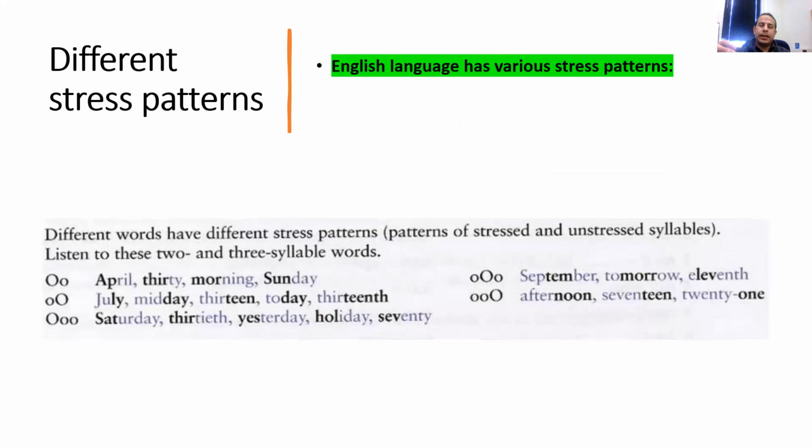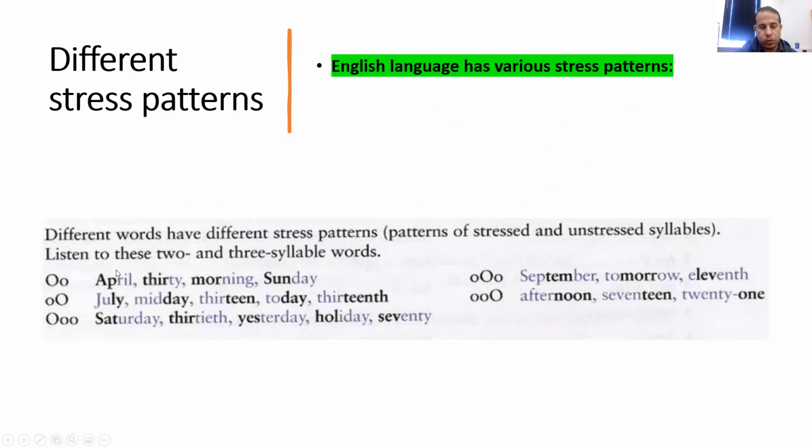So again, in English, we don't have one fixed place for the stressed syllable. It could be anywhere. It could be the first one, it could be the second one, it could be the one before the last, or it could be the last one. So here we have different examples. I'll go over all of them together.